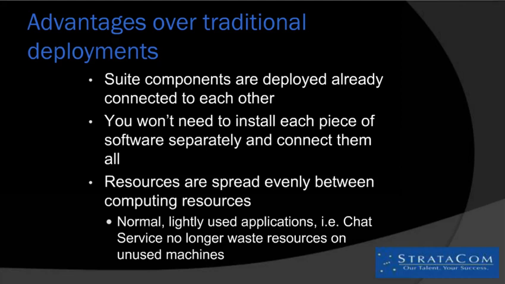Resources are spread evenly between the computing resources. So normally lightly used applications like the chat service, you don't have to build a chat service server. You don't have to worry about building specific servers for specific applications at all. You just build Linux servers. In the case of ITOM, you just build Linux servers and install the prerequisites on them, which really isn't very much. Like on the master server, you need zip, so you can unzip the install package. But there's really not much to install on the secondary servers. It's basically just your standard Linux deployment.